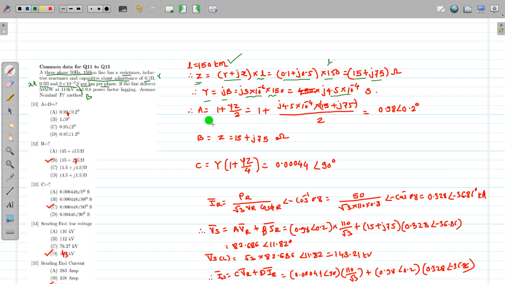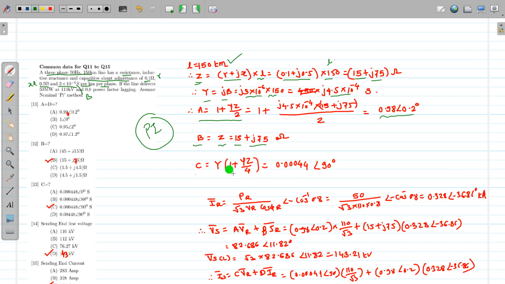So how to calculate A? A is equal to 1 plus YZ by 2, as we discussed in the previous slide. If we substitute all the values, we will get 0.98 at an angle of 0.2 degree. B is equal to 15 plus j75 ohm, because it is equal to Z in case of pi, because we are modeling this as the pi model. It is given in the problem that it is a pi model.